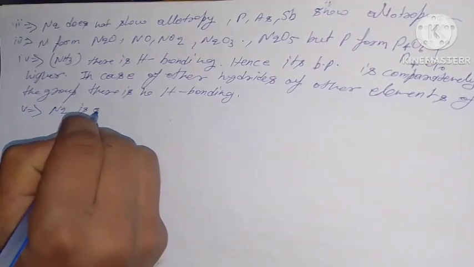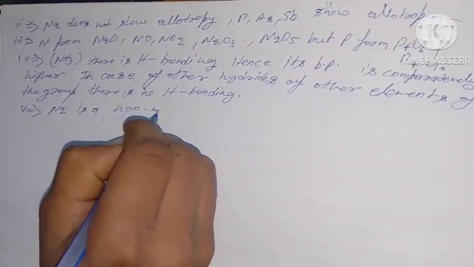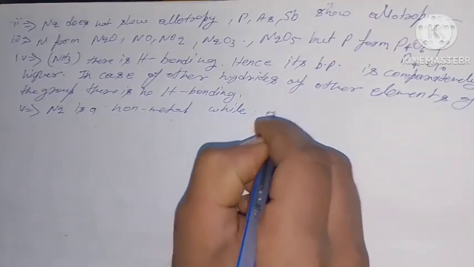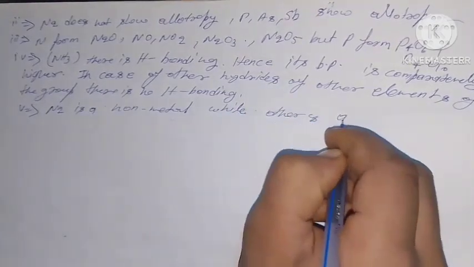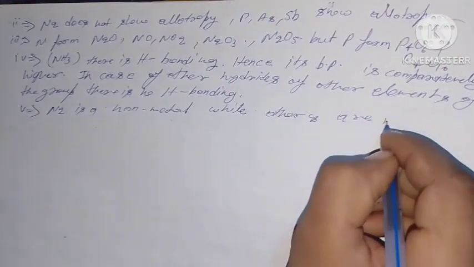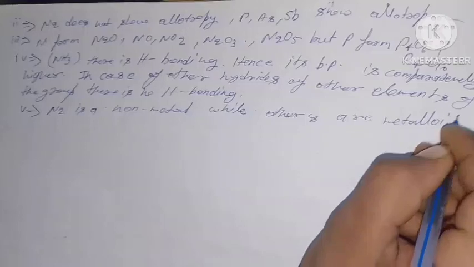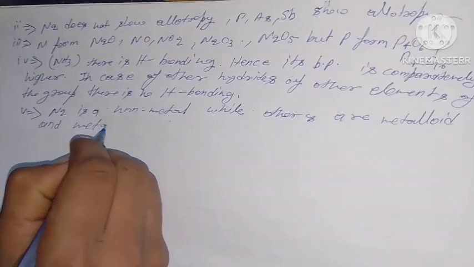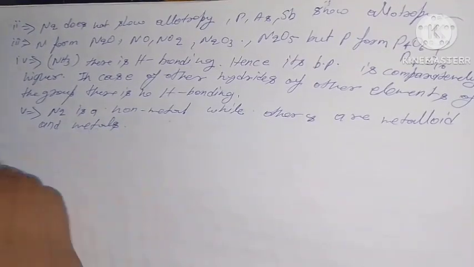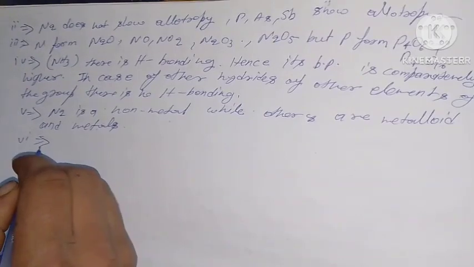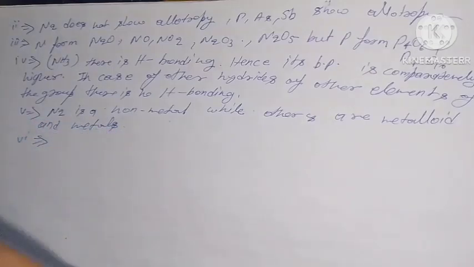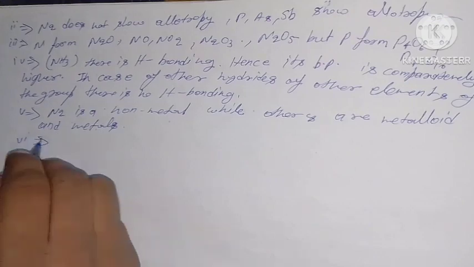Nitrogen is a non-metal while others are metalloids and metals. Sixth point. Nitrogen does not contain vacant d orbitals.